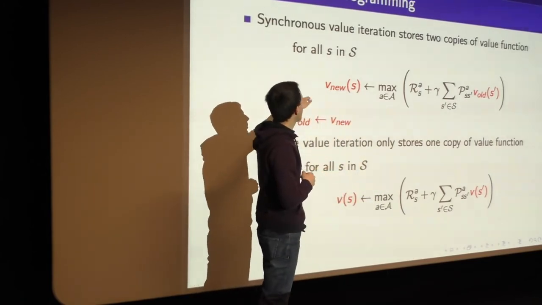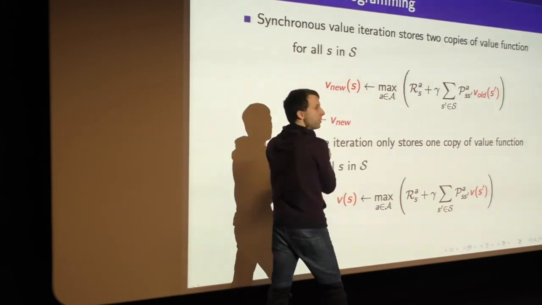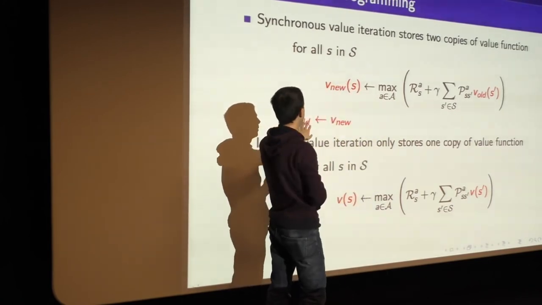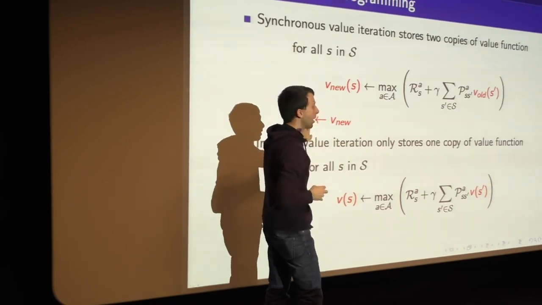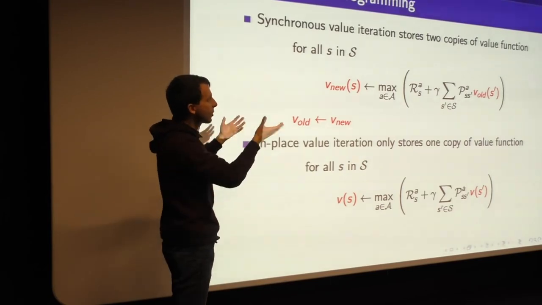What we do is a sweep over this: we update every state in our new state space, and then typically you just switch these things over. So your new values become your old values, and then you repeat. That's how you would actually program this.